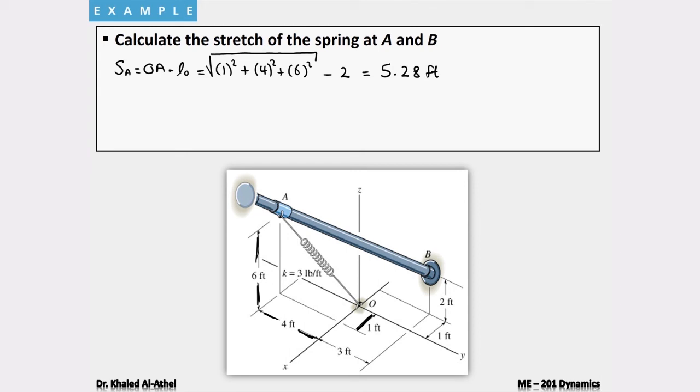Okay, now let's do SB following the same approach. It's going to be OB minus L0. Now for B, I have that this is 2, this is 1, and this is 3. So it's going to be the square root of 1 square plus 3 square plus 2 square.